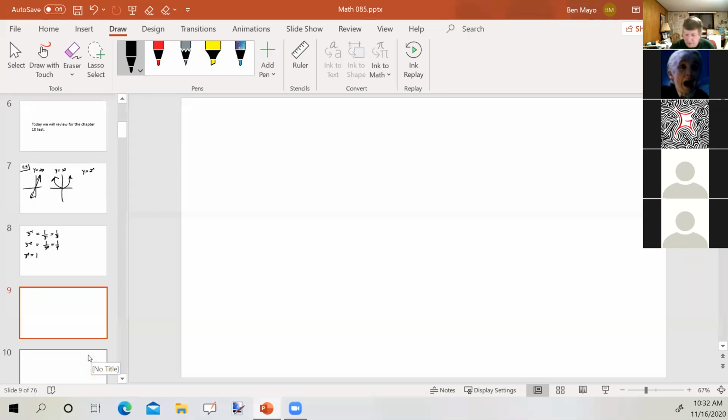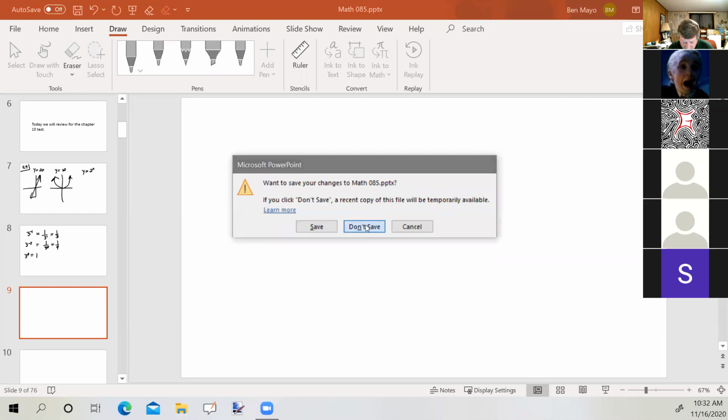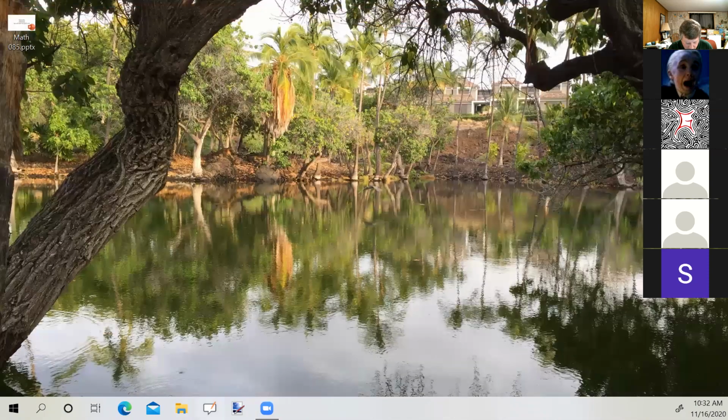Okay, well then we're going to go to the other program and do some graphing. Let's open this up. Let's take a look at the graph of y equals 2 to the x power.